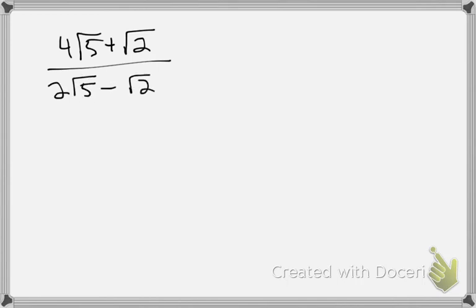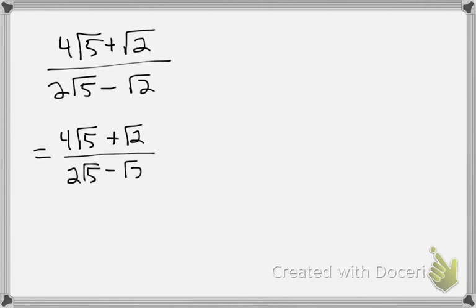Let's do one more. Let's say that I give you 4 square root of 5 plus square root of 2 divided by 2 square root of 5 minus square root of 2. And again, we're rationalizing the denominator. What do we multiply by? The conjugate of that bottom would be 2 square root of 5 plus square root of 2. Multiply the top and bottom by the same thing, the conjugate of that denominator.